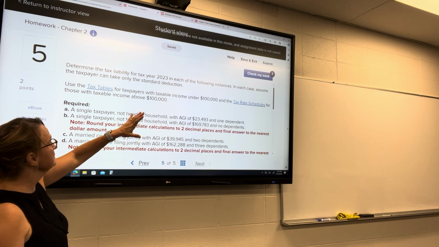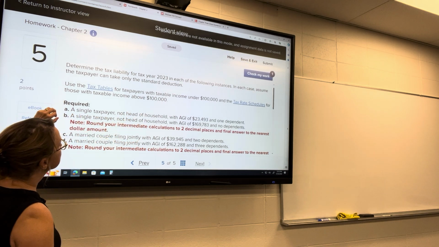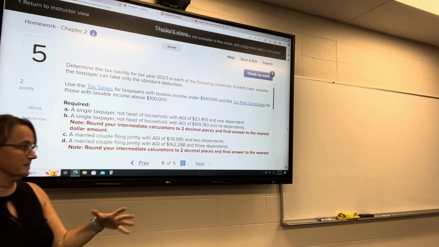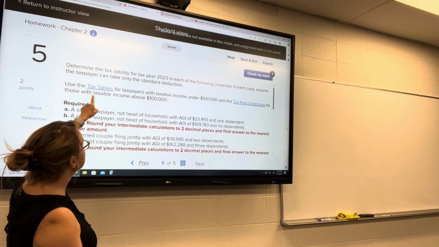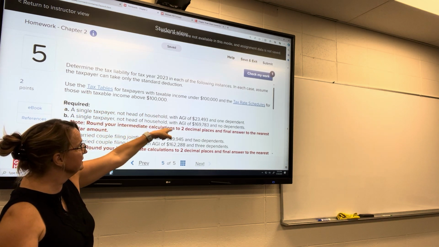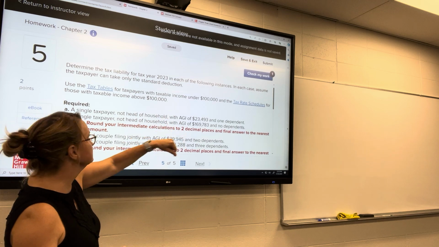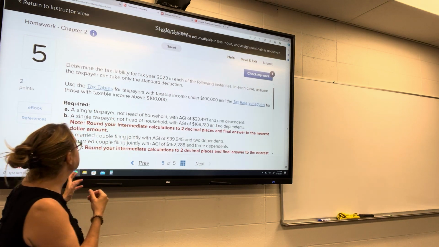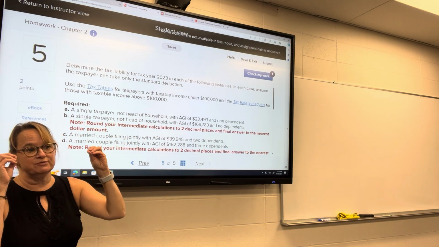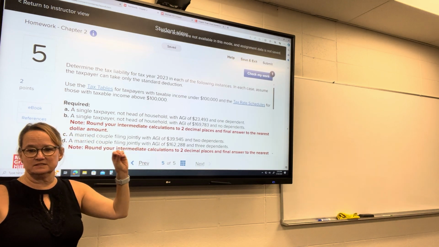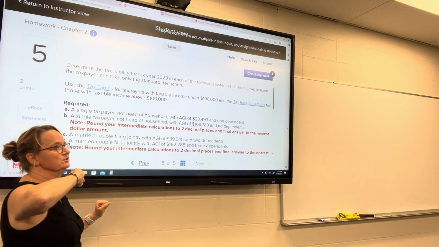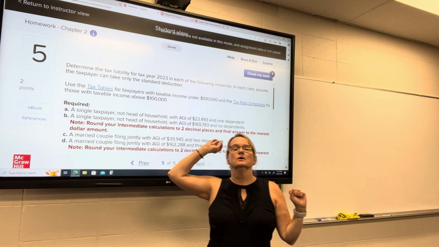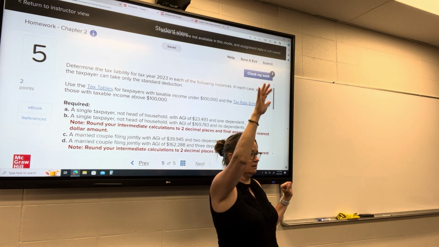Okay, so determine the tax liability in each of the following instances. In each case, assume the taxpayer can take only the standard deduction, so we're not going to worry about the itemized deductions at this point. Use the tax tables if the taxable income is under 100,000, tax rate schedules if the taxable income is above 100,000. What they've given us is the AGI. So you have to go back to your expanded tax formula, not your simplified one, and remember where AGI lands in the whole calculation.